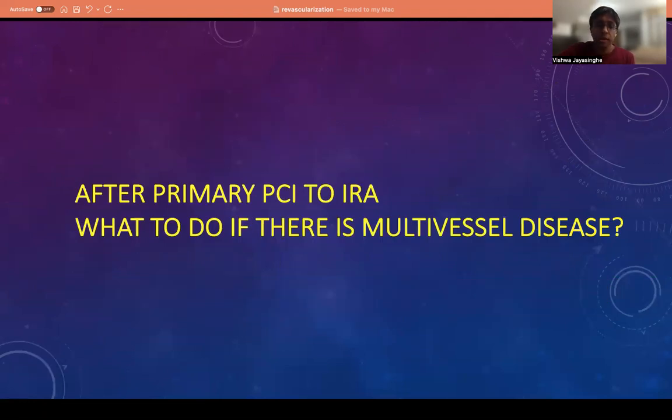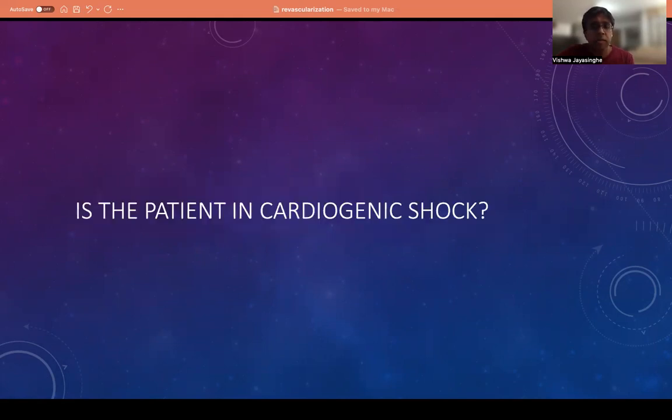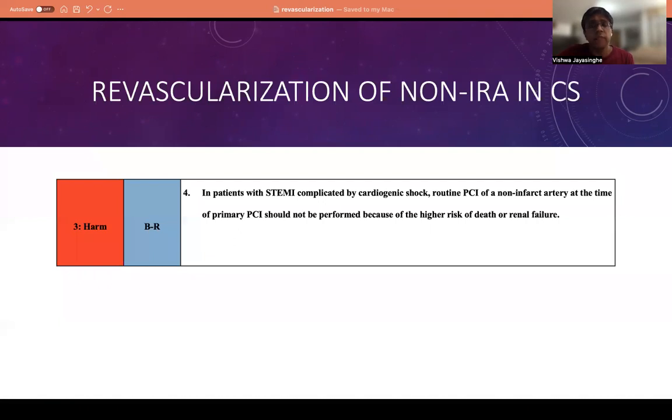Now let's see patients in whom we have done the primary PCI to the infarct-related artery. What if they have multivessel disease? What do we do next? Then the next important question is, is the patient in shock? If the patient is in shock, come out. Do not attempt PCI to non-infarct related arteries if the patient is in cardiogenic shock.